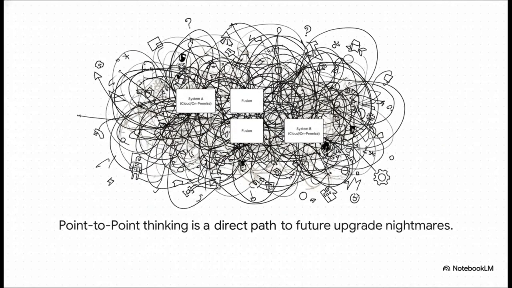And the final mistake really ties all of this together. It's what we call point-to-point thinking. This is where you build a direct hardwired connection from System A straight to Fusion, and then another custom one from Fusion to System B. Each one is a separate, brittle link. As you can see, you end up creating this tangled web that becomes an absolute nightmare to manage, or, God forbid, to upgrade.